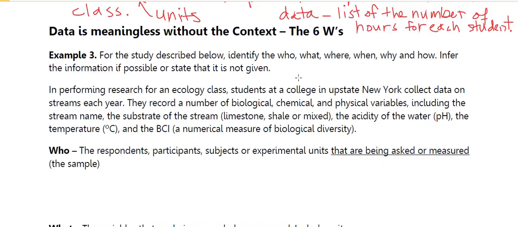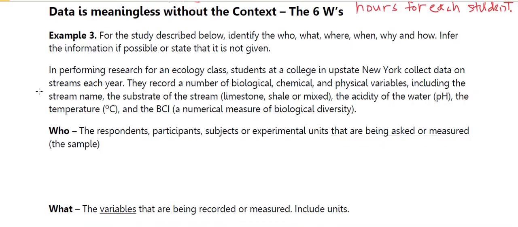So here's an example. Example 3. In performing research for an ecology class, students at a college in upstate New York collect data on streams each year. They record a number of biological, chemical, and physical variables, including the stream name, the substrate of the stream, which is limestone, shale, or mixed, the acidity of the water in pH, the temperature in degrees Celsius, and the BCI, which is a numerical measure of biological diversity. I don't know much about what these mean, but if you're in biology, you probably know more than I do.